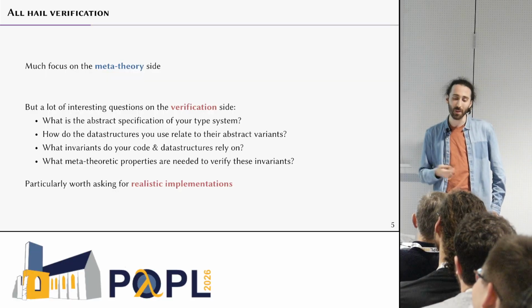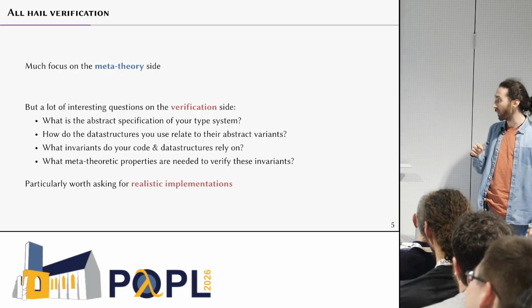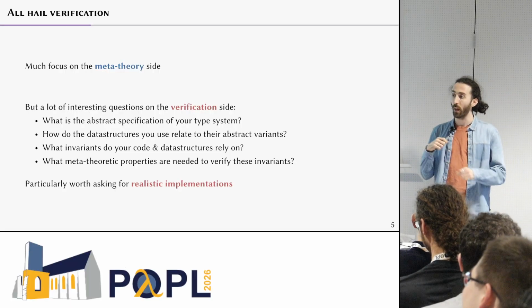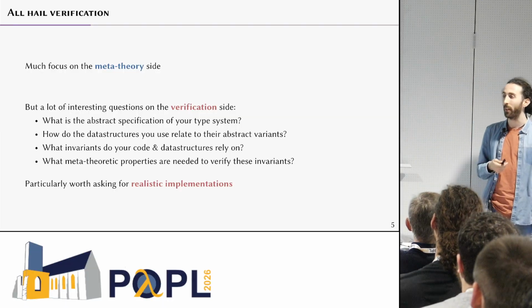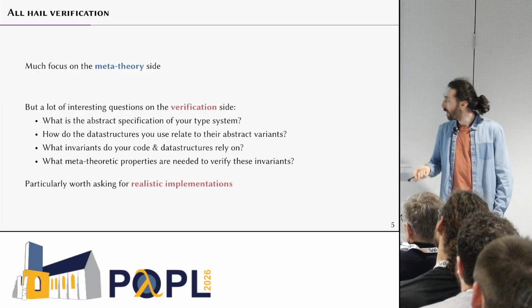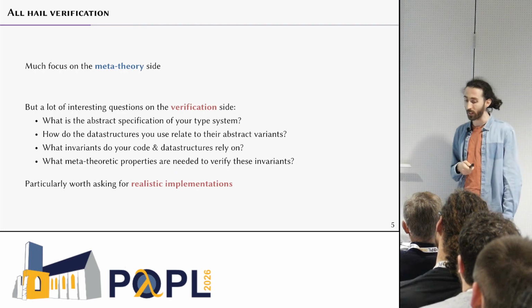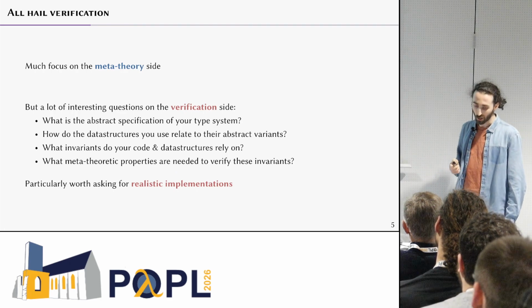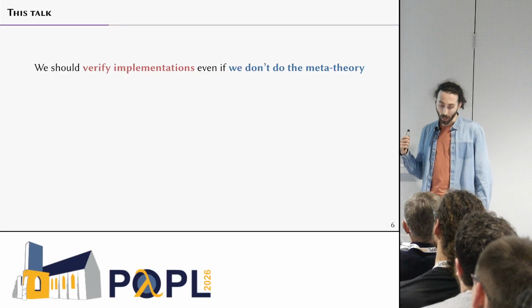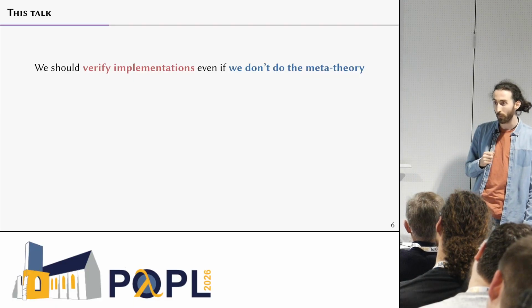So nobody has really implemented the nice ideal system that they have on paper, and so this gives even more opportunity for bugs or issues or subtle implementation problems that are not really visible on the side of the meta-theory. And so I think all of these questions are important and interesting, and we should be more serious about attacking them. And so basically this talk is going to be propaganda to say that we should really look at these questions, we should really think about verifying our implementations.